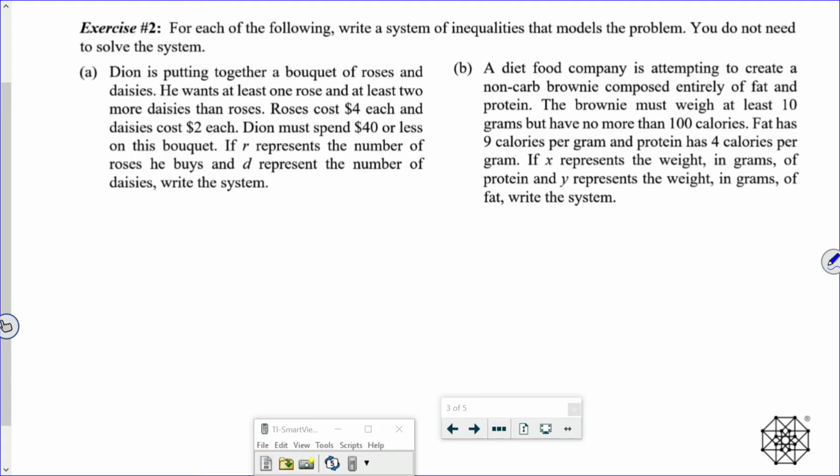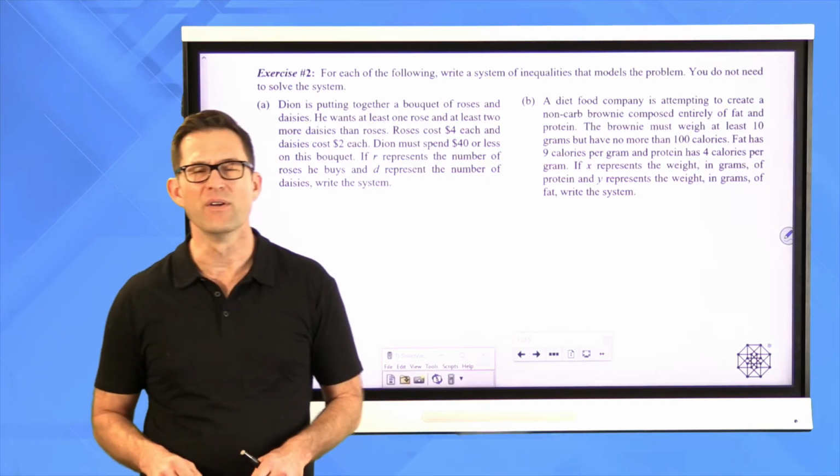Letter A. Dion is putting together a bouquet of roses and daisies. He wants at least one rose and at least 2 more daisies than roses. Roses cost $4 each and daisies cost $2 each. Dion must spend $40 or less on this bouquet. If R represents the number of roses he buys and D represents the number of daisies, write the system. Whew, that's a lot of information given there.